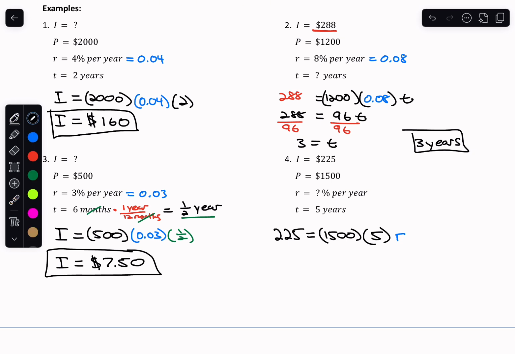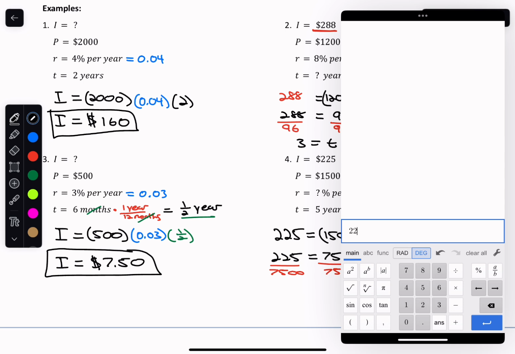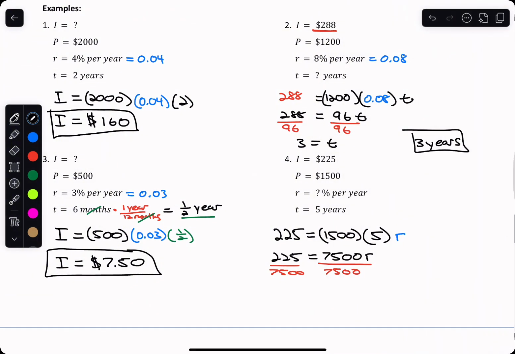So what I need to do here is multiply. On the right side, 1500 times 5 is going to be 7500, and we still have that R variable. So now we need to divide both sides by 7500 to get R by itself, just isolating that variable. So we'll do 225 divided by 7500. That gives me 0.03. So 0.03 equals R.